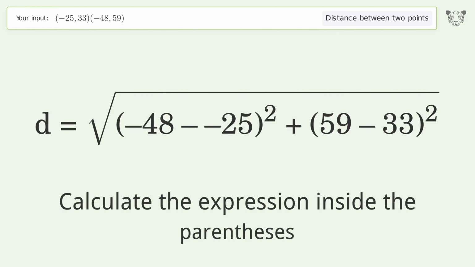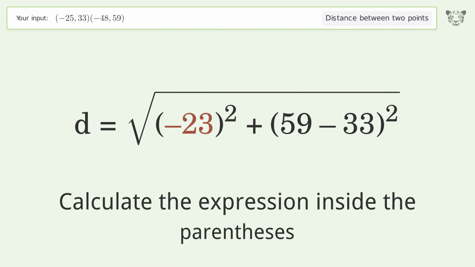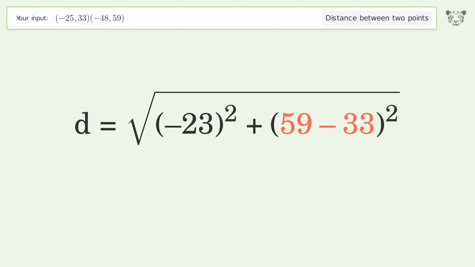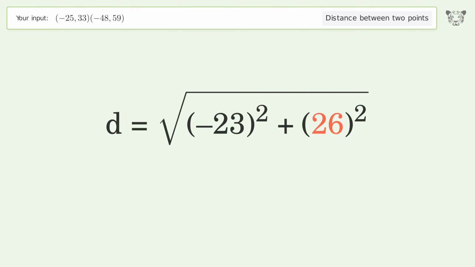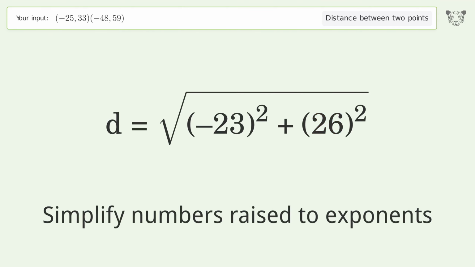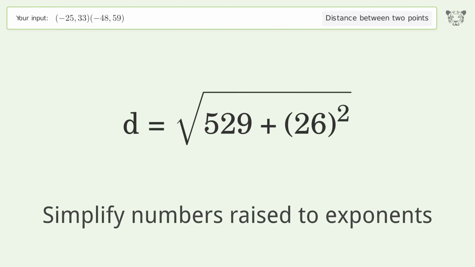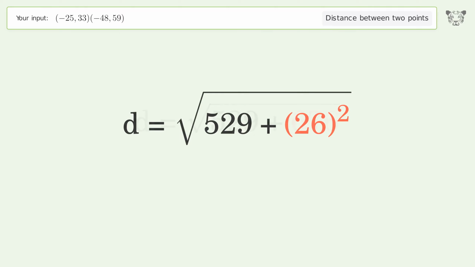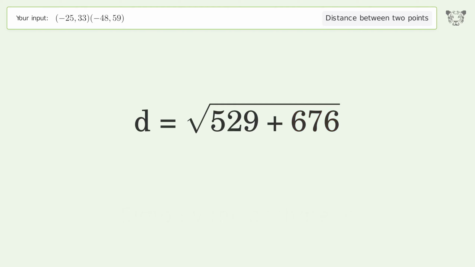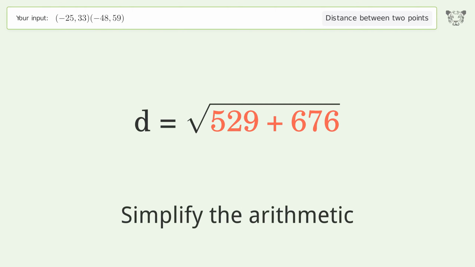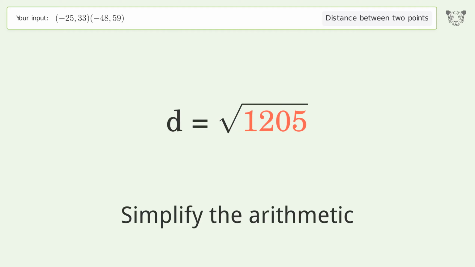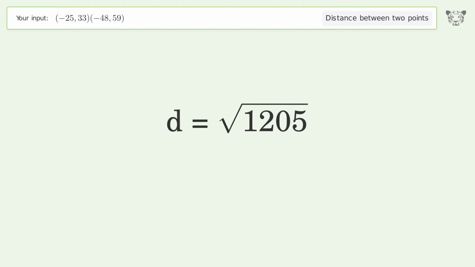Calculate the expression inside the parentheses. Simplify numbers raised to exponents. Simplify the arithmetic. And so the distance between the 2 points is the square root of 1205, or 34.713.